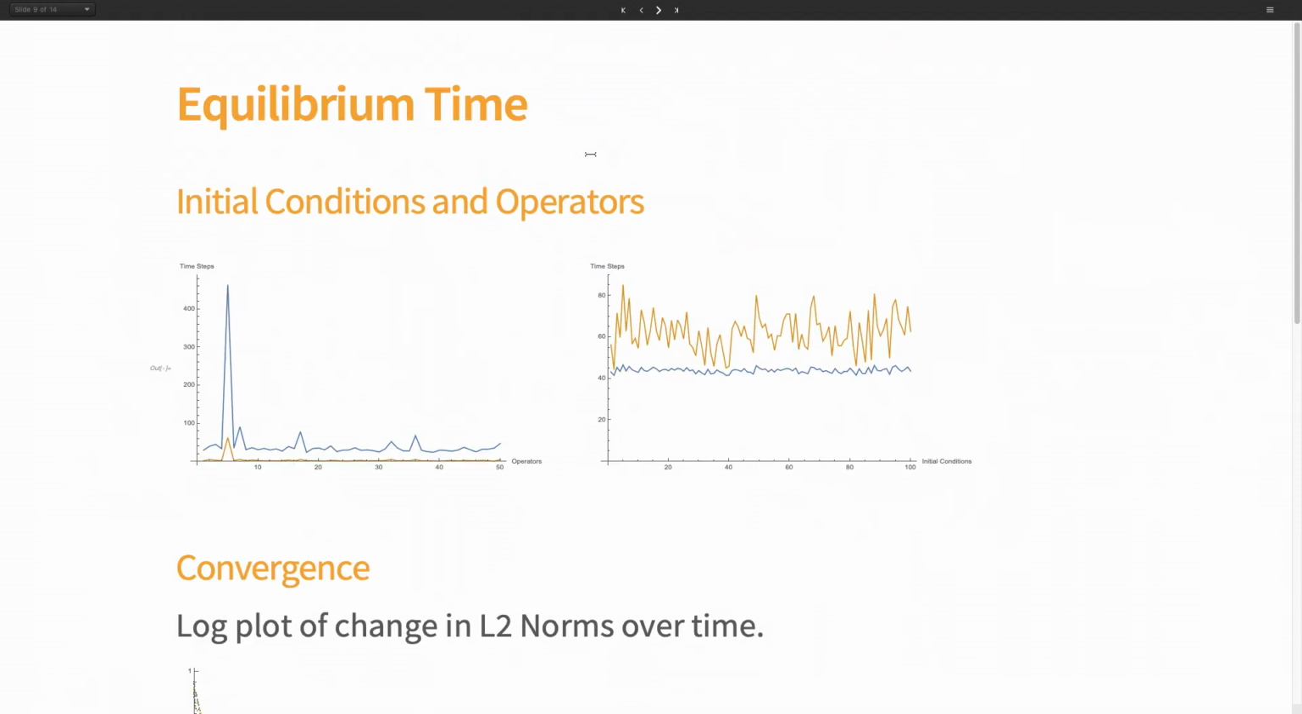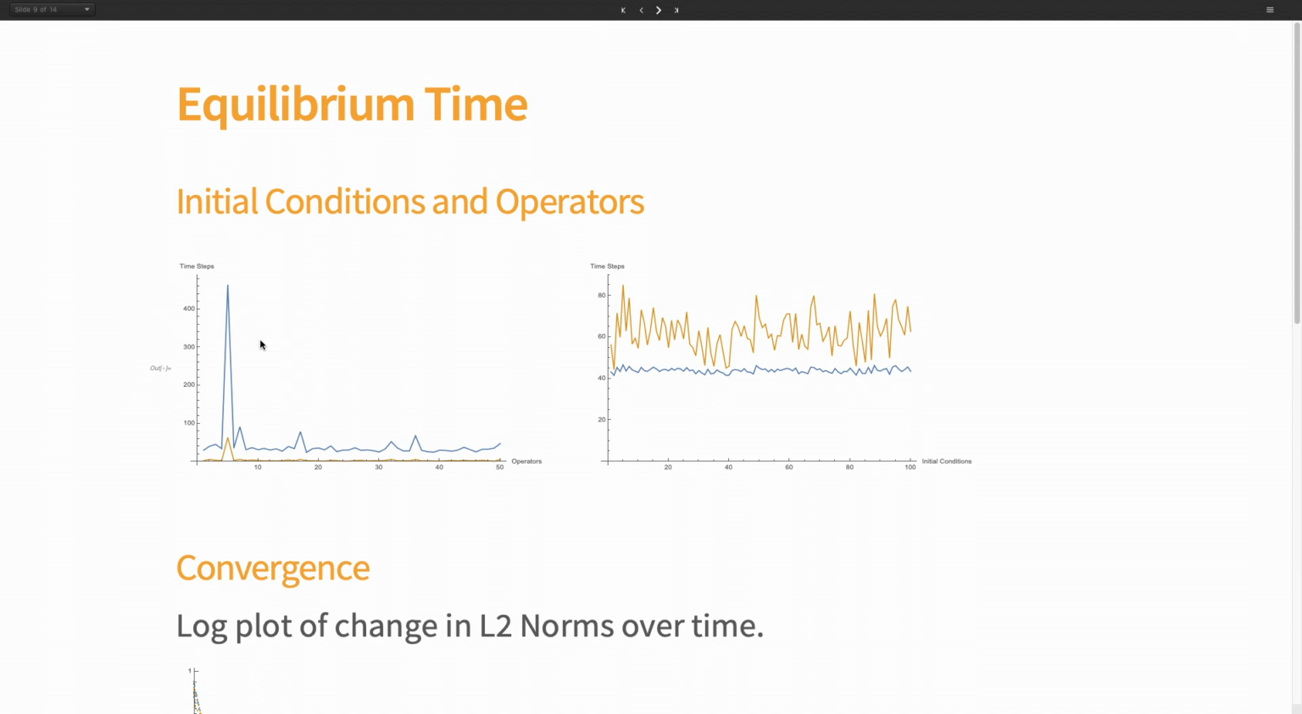Okay, so first off, equilibrium time. How do you measure the equilibrium time of a given QCA? Well, I just did it in the most obvious way that you could. I looked at the norm squared, and I said, okay, when do these stop changing? Or when is the difference smaller than a given threshold? And the number of time steps that it took for that difference to reach that threshold was the equilibrium time. I think my threshold was around 10 to the negative 12, I believe. Yeah, and I did this for 100 different initial conditions and 50 different operators. And here's what I got.